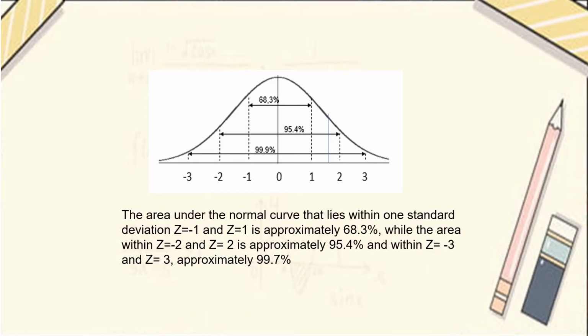The area under the normal curve that lies within one standard deviation, z is equal to -1 and z is equal to 1, is approximately 68.3%, while the area within z is equal to -2 and z is equal to 2 is approximately 95.4%, and within z is equal to -3 and z is equal to 3 approximately 99.7%. The 0 is the middle line and the negative and positive integers are symmetrical.